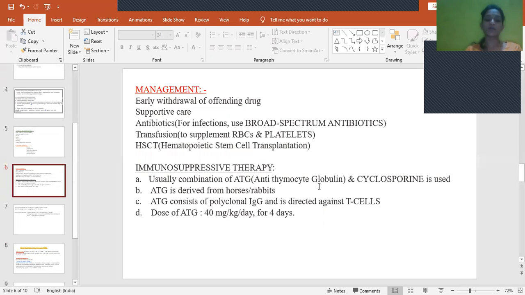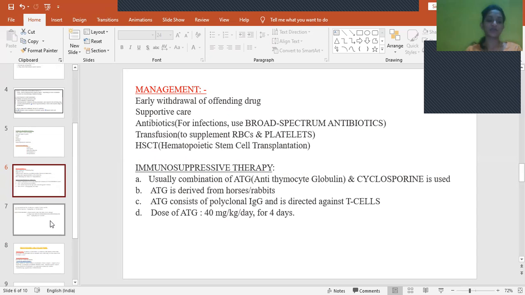So what is anti-thymocyte globulin? It's an immune antibody. It is derived from horses or rabbits. It consists of polyclonal IgG and is directed against T cells. So it will release IgG antibodies, and they will be directed against the T cells and suppress these T cells. The dose of ATG is 40 mg per kg per day for 4 days.